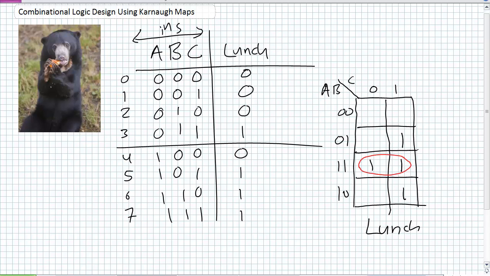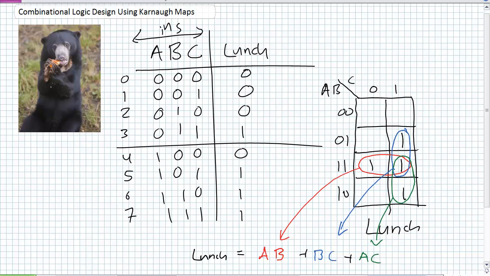Let's try a grouping. There's a group of 2. Group of 3? Nope. Group of 2 with another group of 2. What are the terms for the red, the blue, the green? Or them together. So lunch equals red. It looks like A and B. What is the expression for the blue? It looks like B and C. And the green looks like A and C.